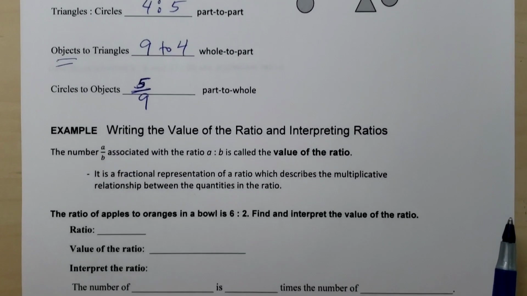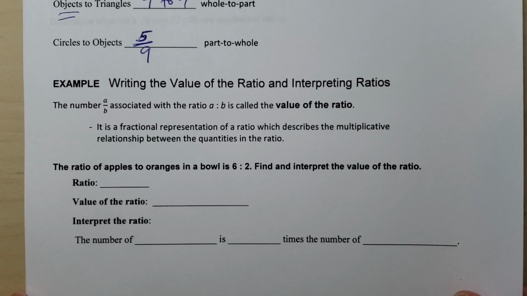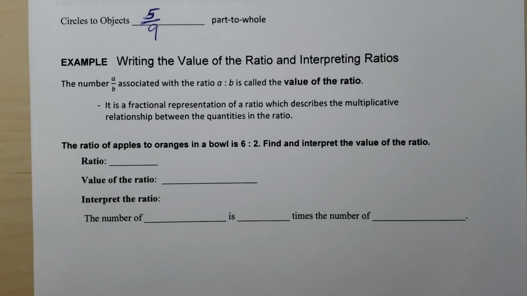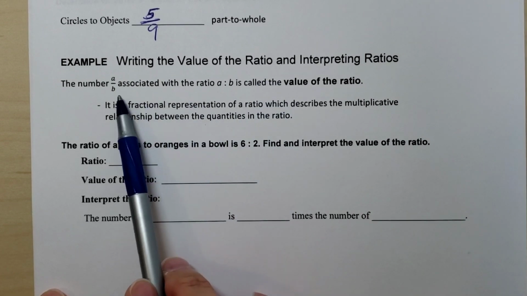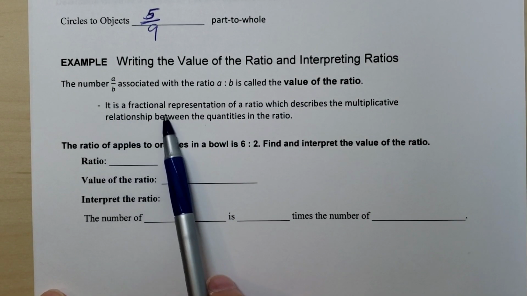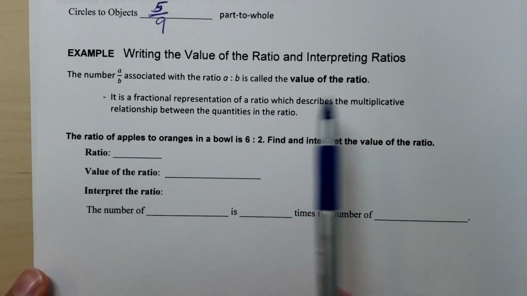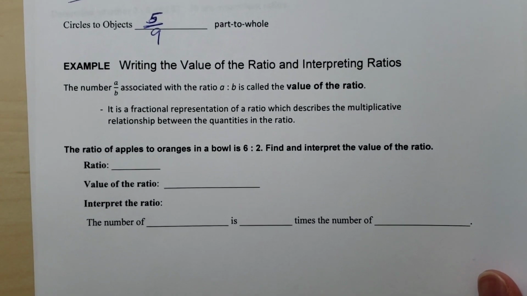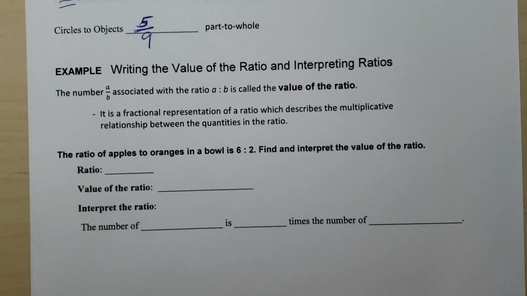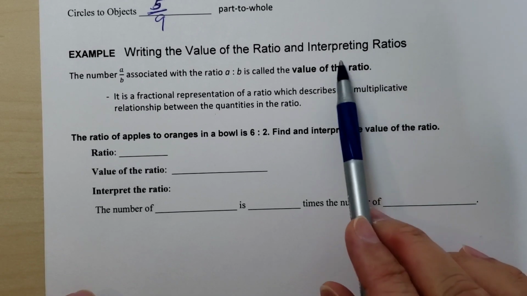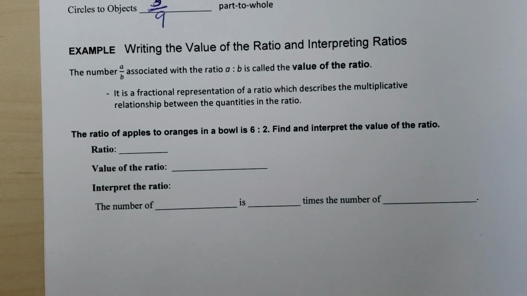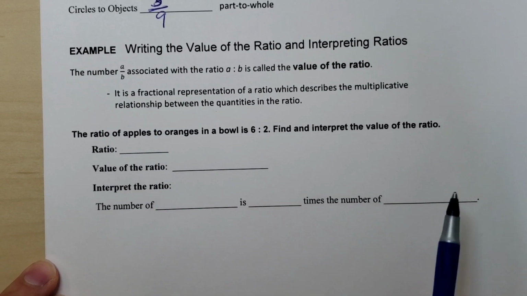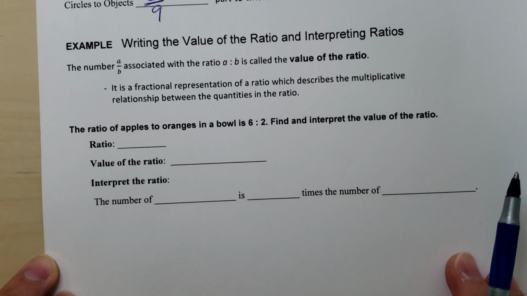Now, how do we write the value of the ratio and interpret ratios? When you say value of a ratio, it is like a fraction representation of the ratio, which describes the multiplicative relationship between the quantities of a ratio. I'm going to give you more examples later on. Interpreting the ratio means that you are making a comparative statement about 2 quantities in a ratio. So these are just the definitions. The next one will be the example.